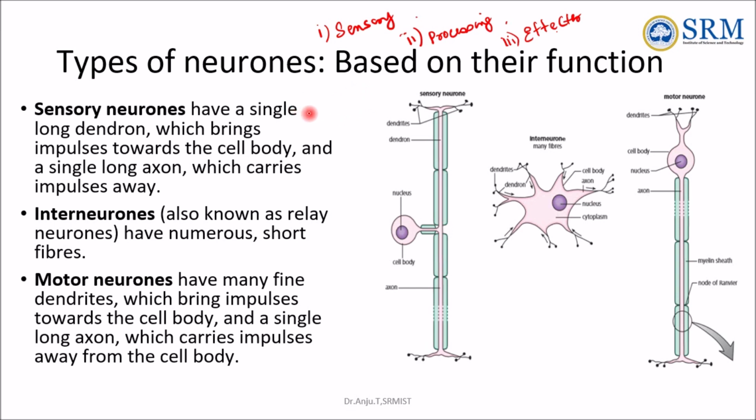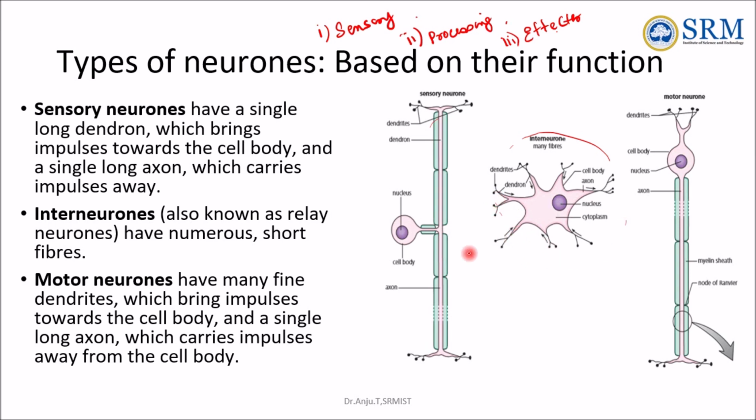If they are doing a sensory role, then they are called the sensory neurons. That is, if they are present in the sensory system receiving the signals, then they are called sensory neurons. If they are present in the brain involved in processing, then they are called interneurons. And if they are present in the motor system, that is the effector system, these neurons are called motor neurons. Okay, and here if you see, this is a sensory neuron having a long dendron, that is a long dendron which is bringing impulse towards the cell, and a single axon which carries the impulse.